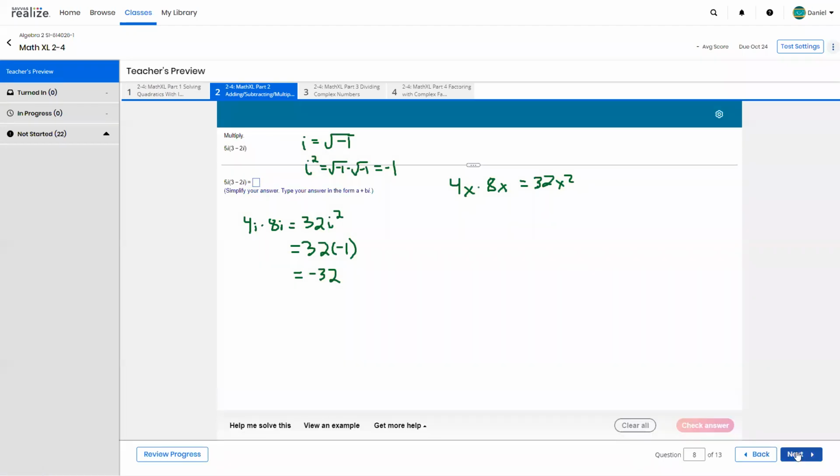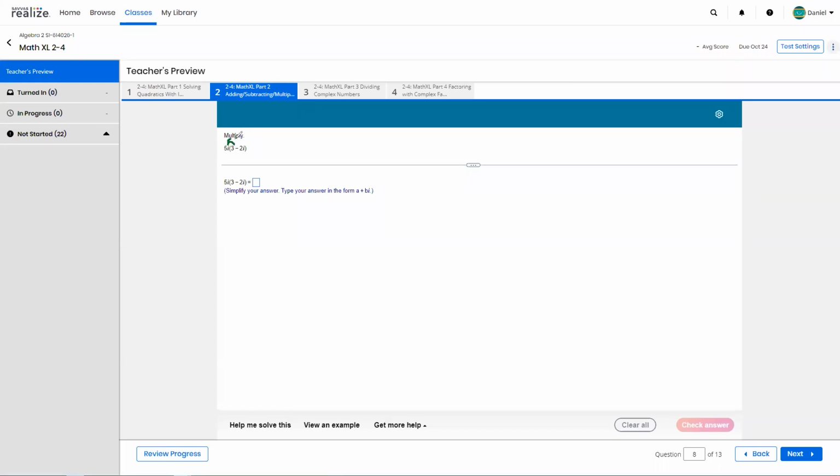All right, let's look at another example. We have 5i times the quantity 3 minus 2i, so we need to distribute. 5i times 3 is going to be 15i. And then 5i times negative 2i is going to be negative 10i squared. So whenever we have an i squared, we need to substitute in negative 1. So I'm going to substitute in negative 1 here. That gives me 15i plus 10.